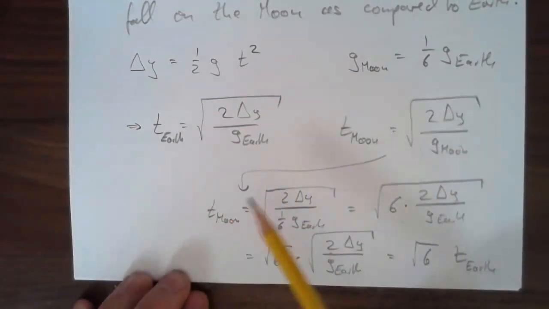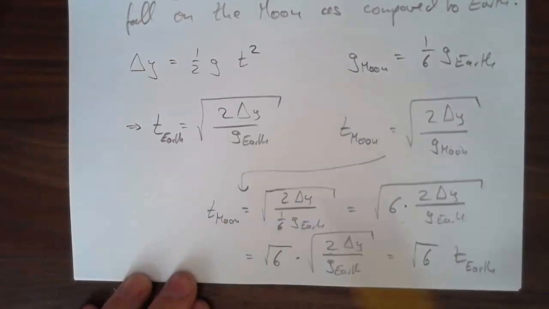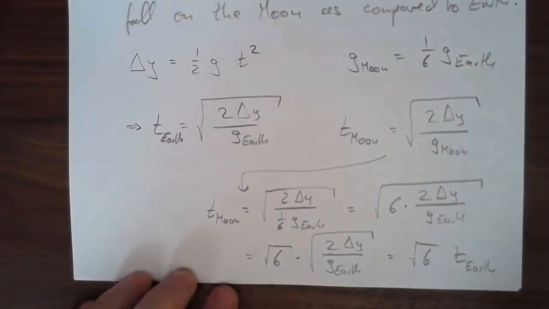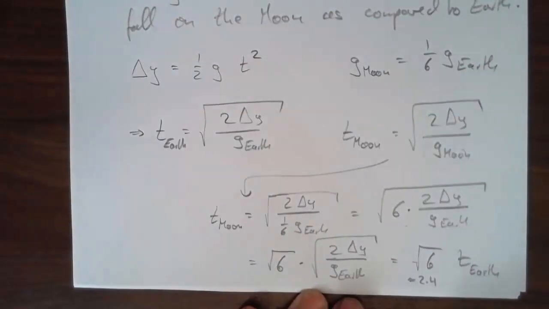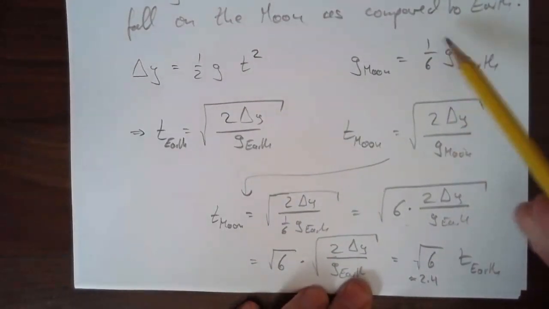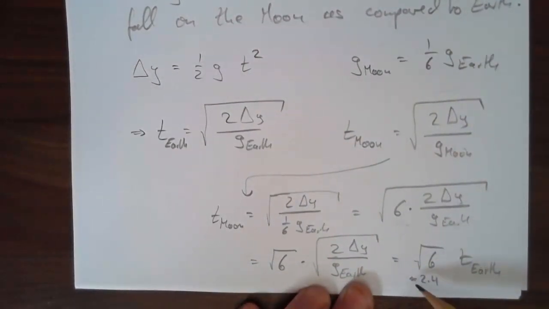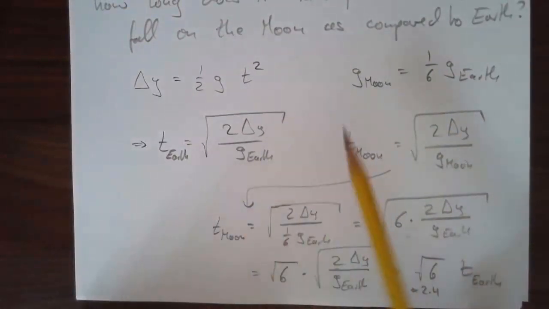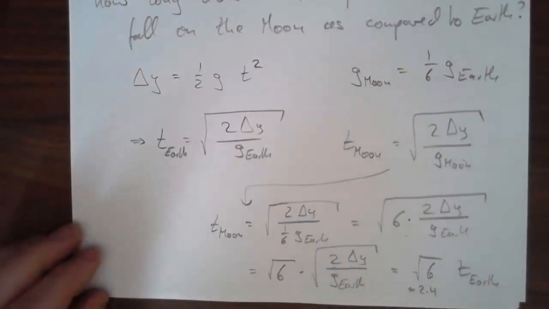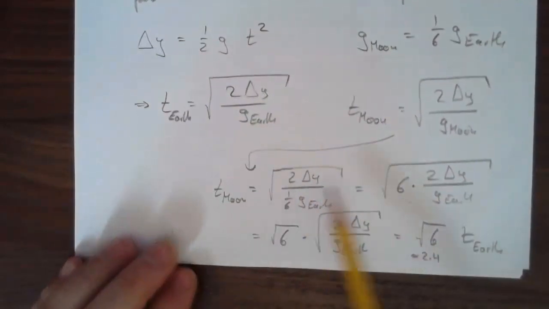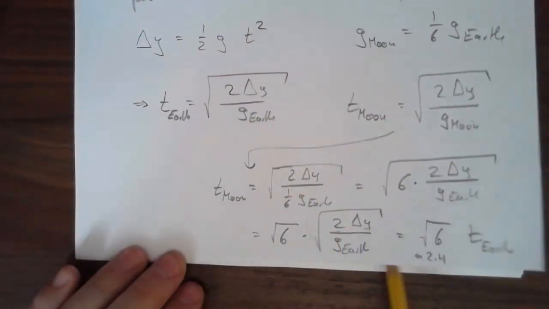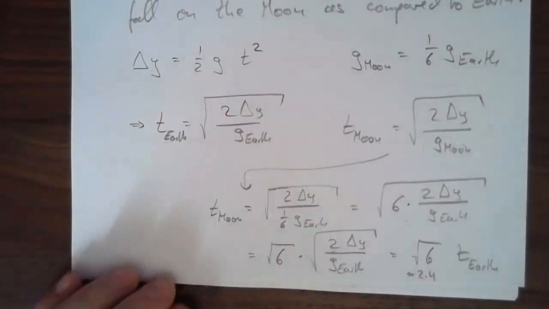So drop two objects from the same height, 1 meter, 10 meters, doesn't matter, just make sure it's the same on the Moon and on the Earth. But on the Moon, it's going to take square root of 6 times longer. Square root of 6 is roughly 2.4. Gravity being 1/6 the strength means things take square root of 6 times as long to fall. Just a little bit of proportional reasoning here, right? We didn't have to plug in any specific value, we were just able to compare it with this sort of manipulation of identifying this as the time on Earth.